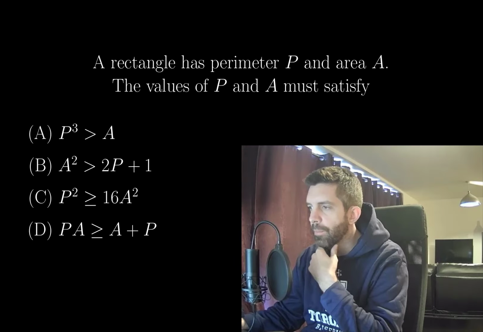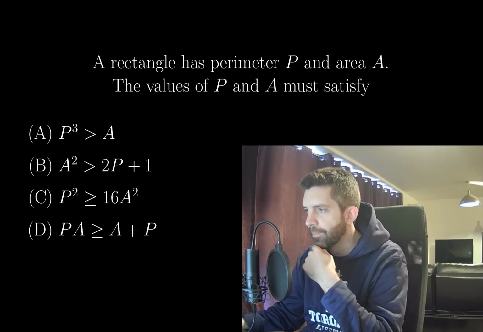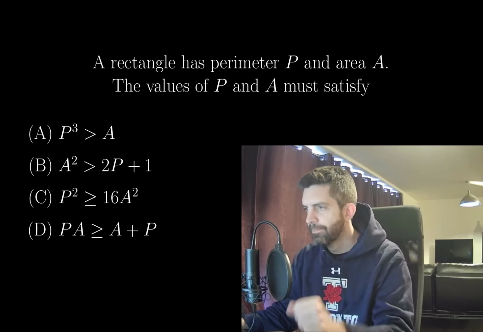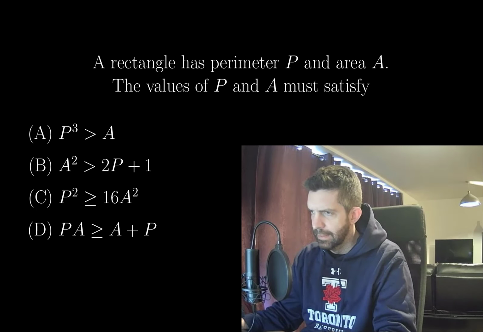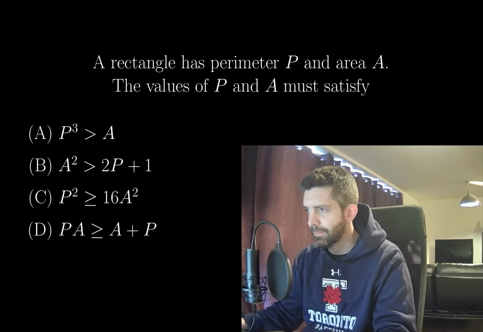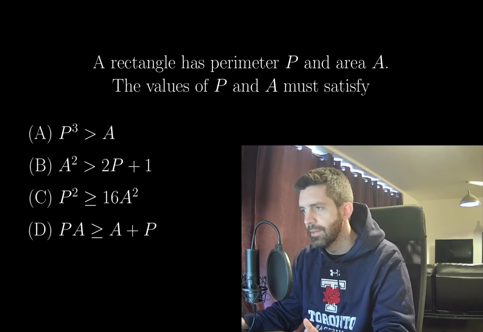A rectangle has perimeter P and area A. The values P and A must satisfy one of these options. Okay, so for one thing, the first thing that comes to mind here actually, beyond any geometry, is just unit analysis.